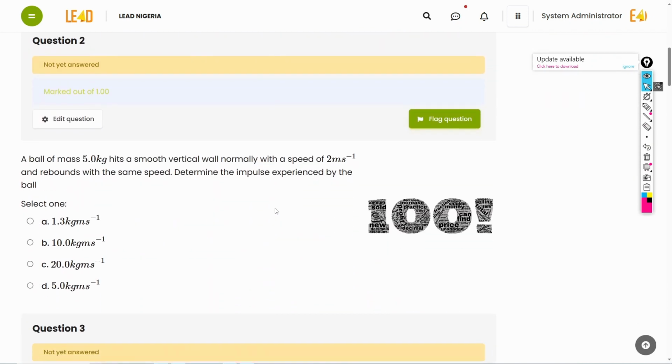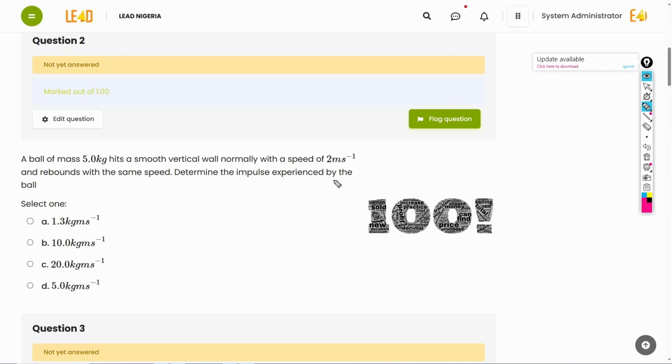All right. So question 2 says, a ball of mass 5 kg hits a smooth vertical wall normally with a speed of 2 meters per second, and then it rebounds with the same speed. A ball of mass 5 kg hits a smooth vertical wall normally with a speed of 2 meters per second and then rebounds with the same speed. Determine the impulse experienced by the ball.